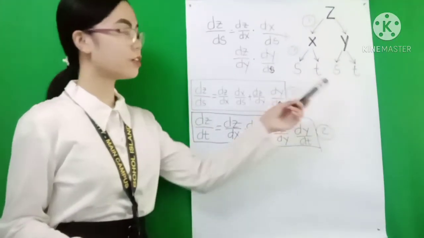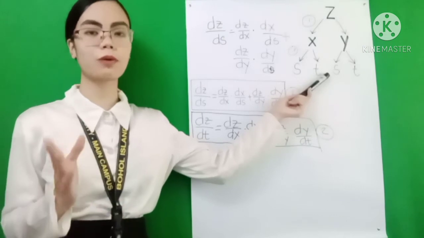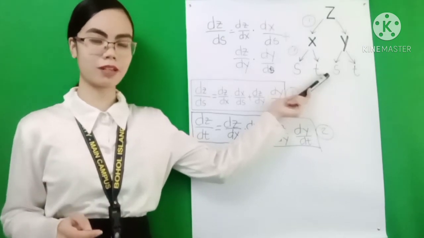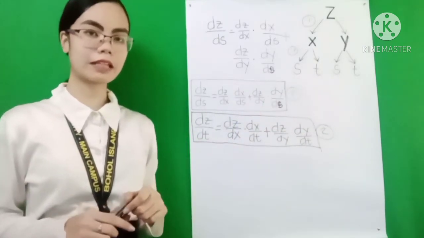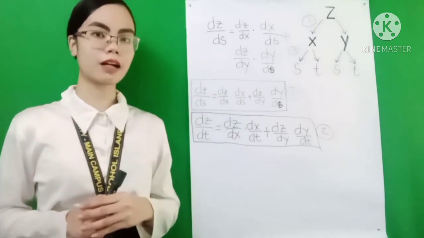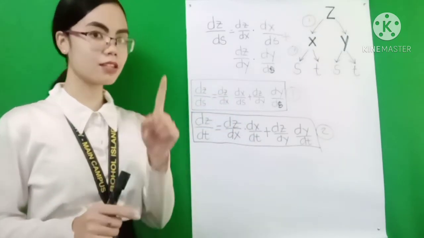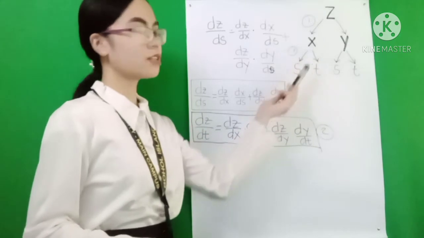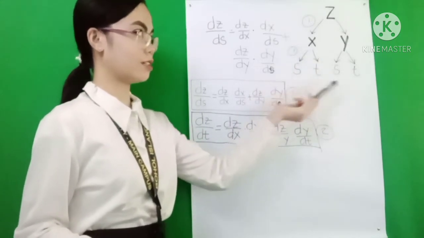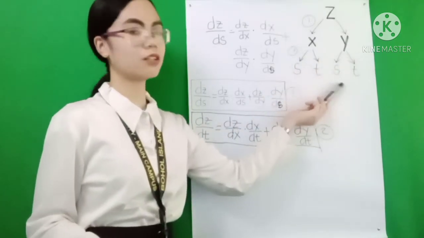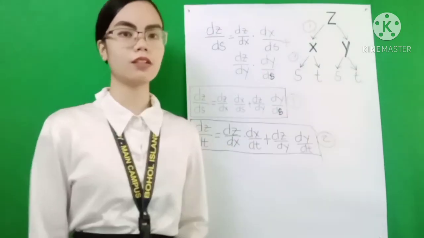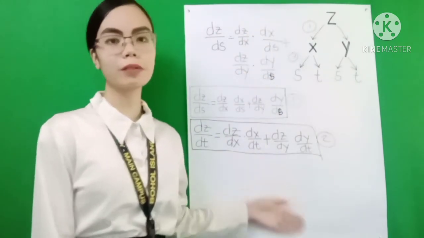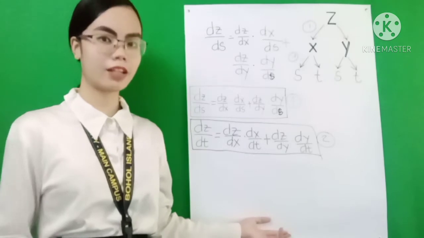So, here's another tree diagram that is quite similar to Theorem 107. The only difference is that when x was a function of t only, this time x is a function of s and t. The same goes for y, which is a function of s and t. So this would be the formula for Theorem 108.